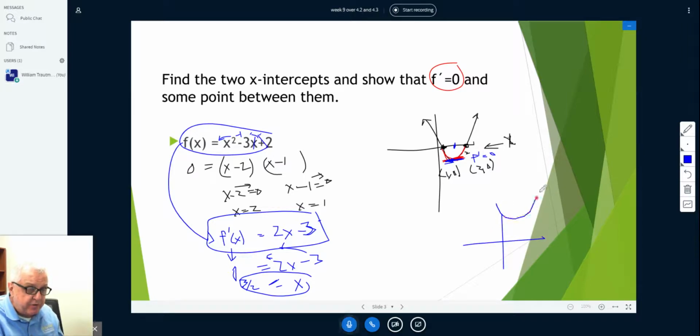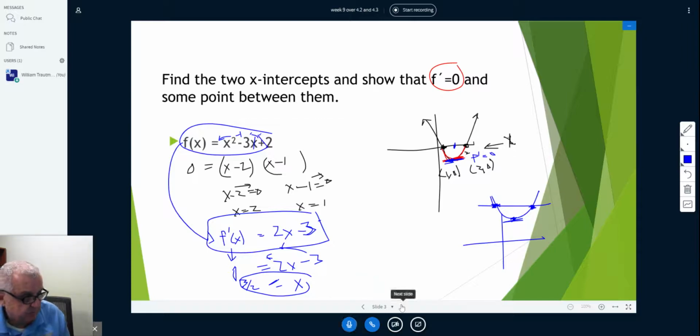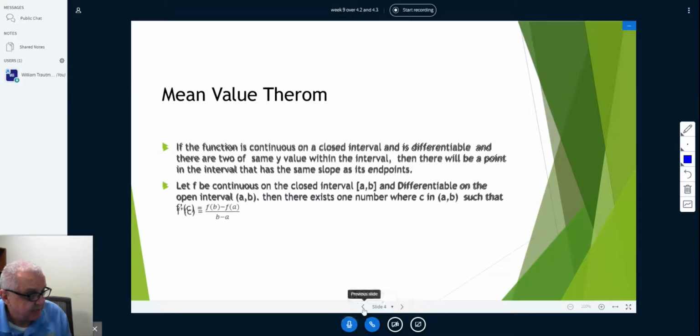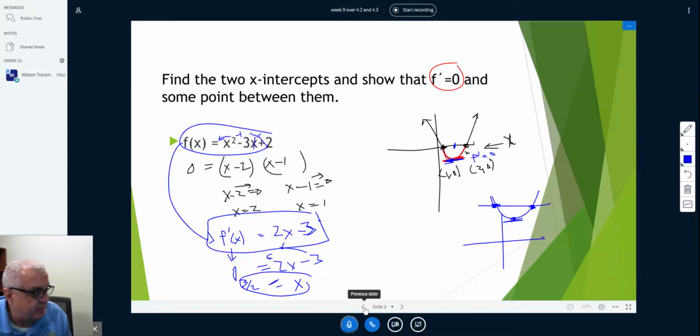If you had a graph like this, and you had a y value here and a y value there, do you see how you have two y values that are the same? There's a point between those two where the slope equals 0. That's what Rolle's theorem says. Not too bad. Hopefully everybody understands that. That's Rolle's theorem.